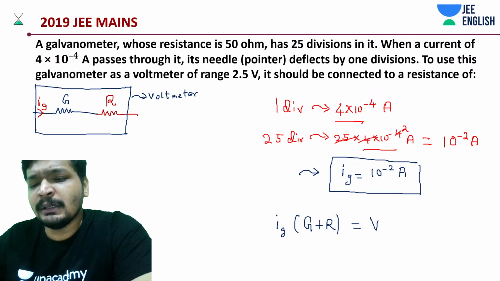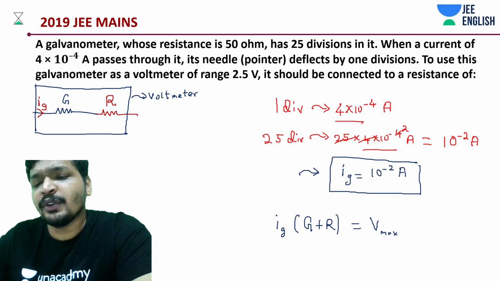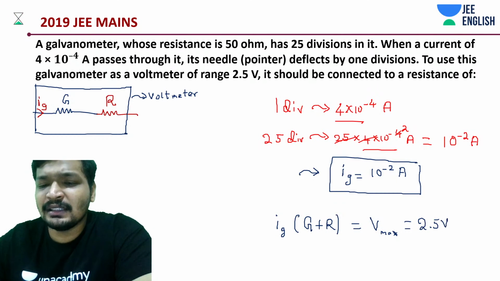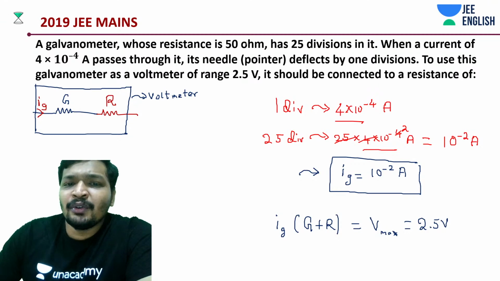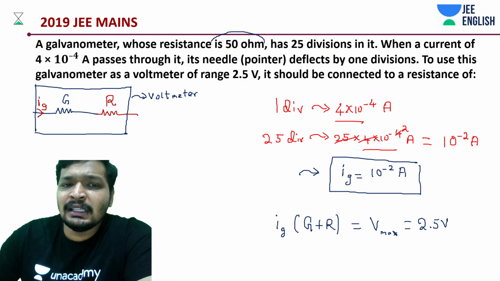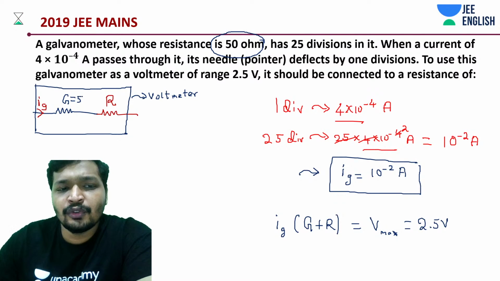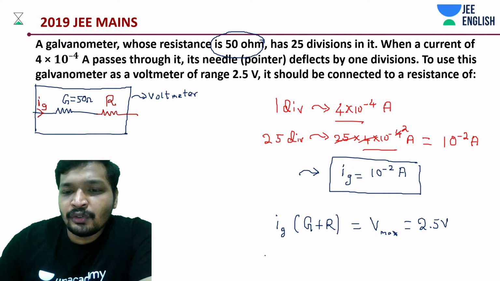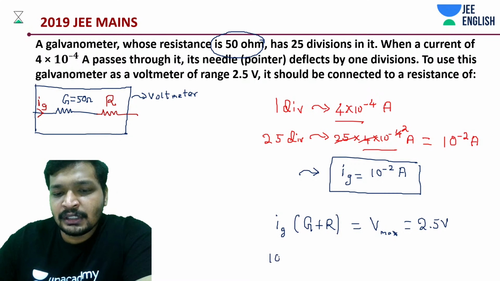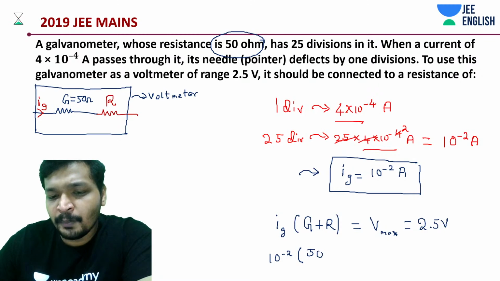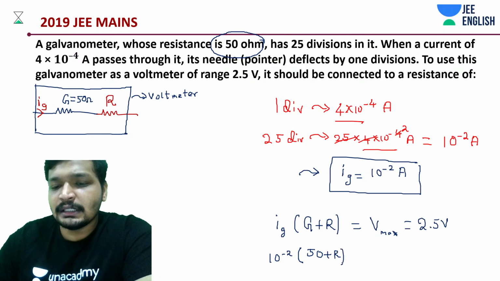So this is the maximum voltage, given to you as 2.5 volts. It's a very simple problem, it has nothing in it. This is the voltage range, and the value of G is 50 ohms. You need to find R. So let's substitute all the values. This current is 10 to the power minus 2, and there you go, we have 50 ohms plus R is equal to how much?